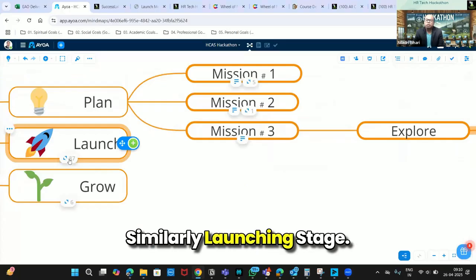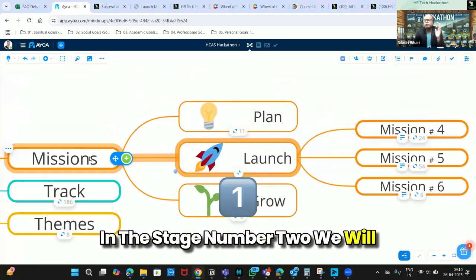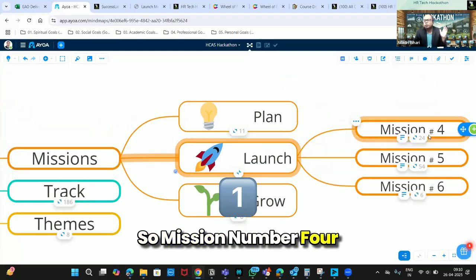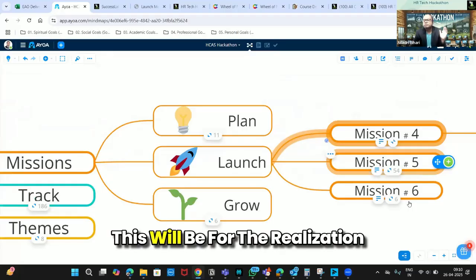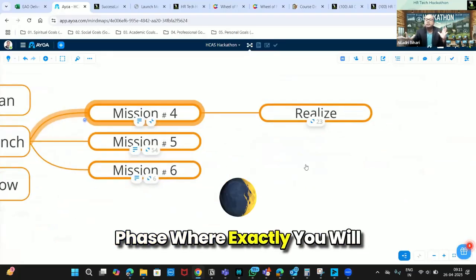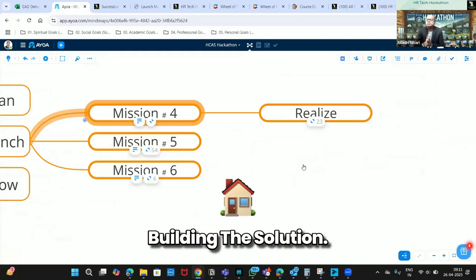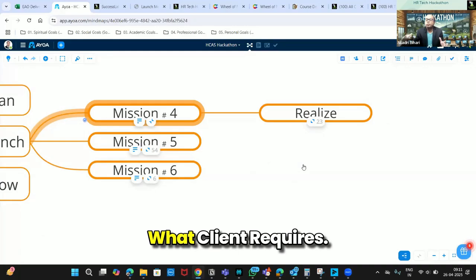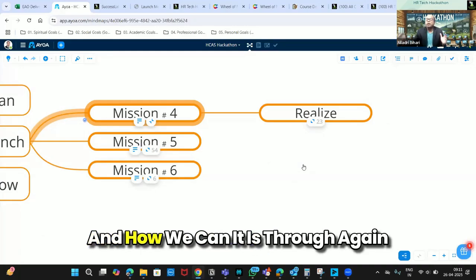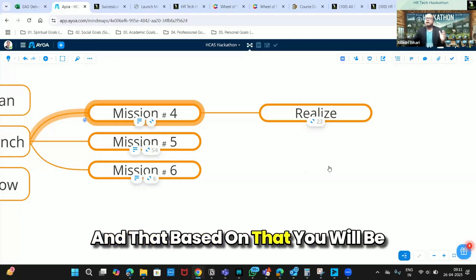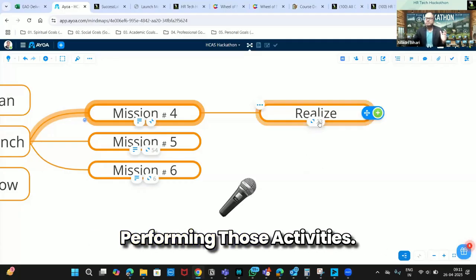Okay. Similarly, the launching stage, stage number 2, will again have 3 missions: mission number 4, 5, 6. So mission number 4 will be highly dedicated to the realization phase, where exactly you will be actually building the product, building the solution. So it is all about what the client requires, okay, and how we can deliver it. It is through a series of activities, and based on that you will be performing those activities.